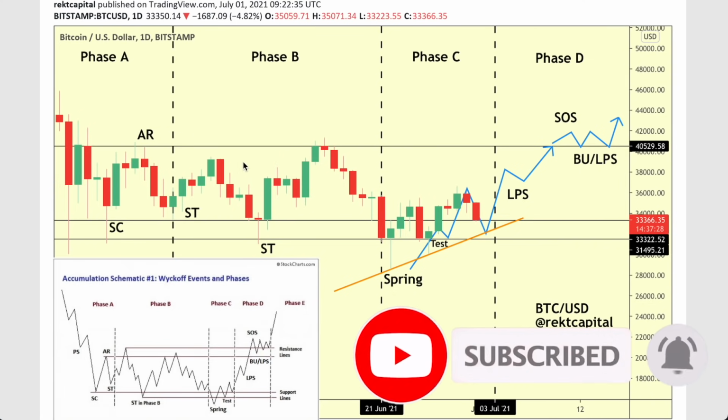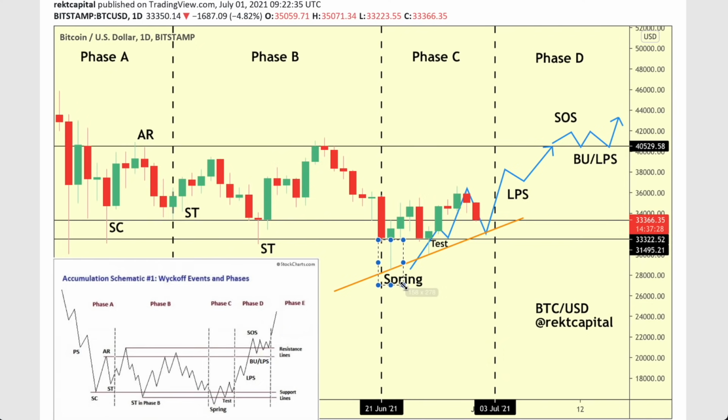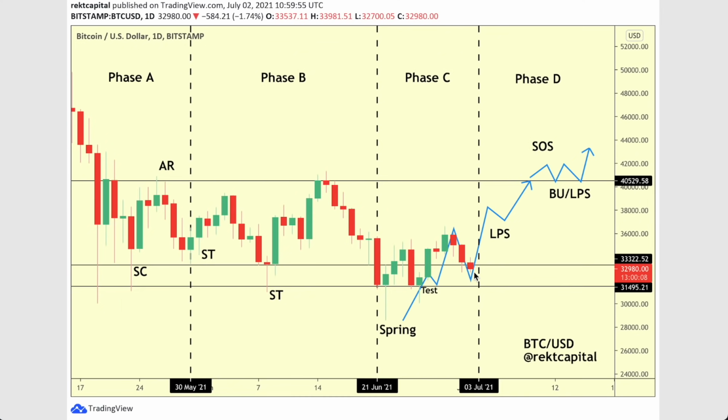A few days ago I spoke about how we've seen the spring, we've seen the test, right? So the spring being here and the test being here to just confirm this range low still as a support, the support of this range. We got that spring, we got that test, and what was really important was to see a third higher low turn here, and a third higher low would effectively enable further upside continuation towards the last point of supply in the mid to higher 30s.